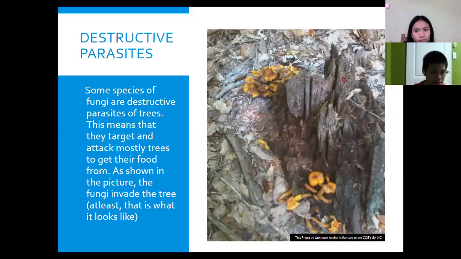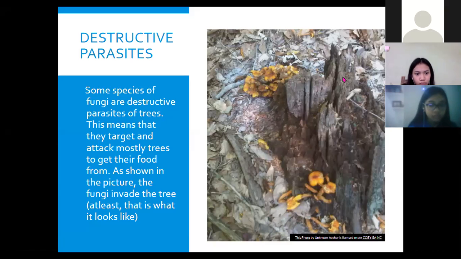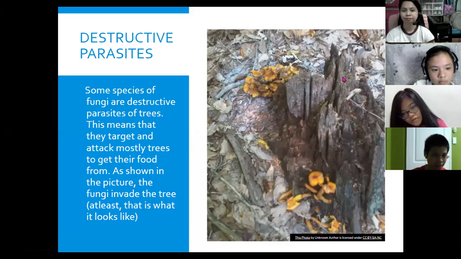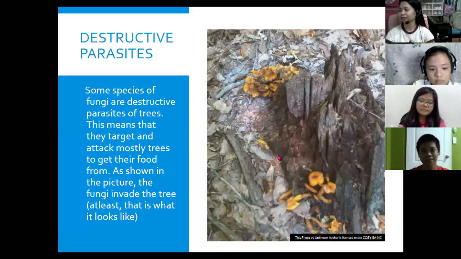Some species are destructive parasites. Some species of fungi are destructive parasites of trees. This means that they target and attack mostly trees to get their food from. As shown in the picture, the fungi invade the tree. At least that is what it looks like. Okay, so very self-explanatory, no? Very good. Next.